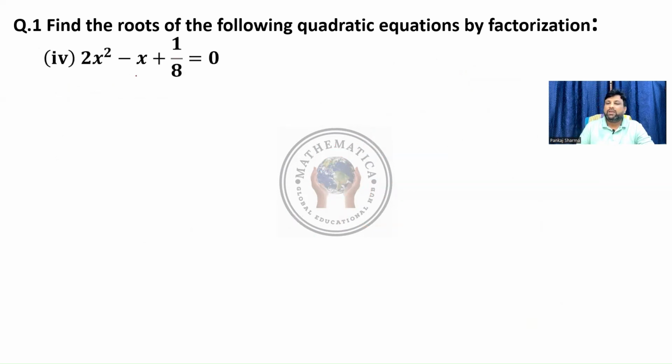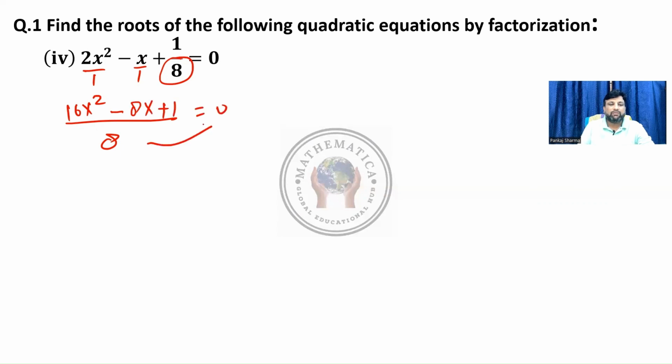Now we can see the next one. Here you can see, first we need to write in the standard form ax square plus bx plus c. It is already given, but here you can see 8 is coming because the constant term is given as a fraction. So it will be better if we take 8 as the LCM and remove this 8 from the denominator. So we can take 8 as the LCM. So it will become what? Here 1 is there and here 1 is there. So we can multiply 2 into 8, 16x square, minus, here we multiply with 8, minus 8x plus 1 is equal to 0. This 8 will multiply this side.